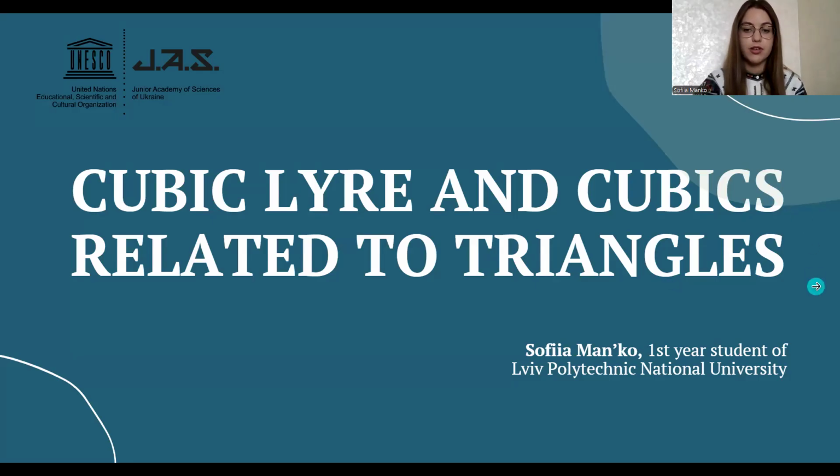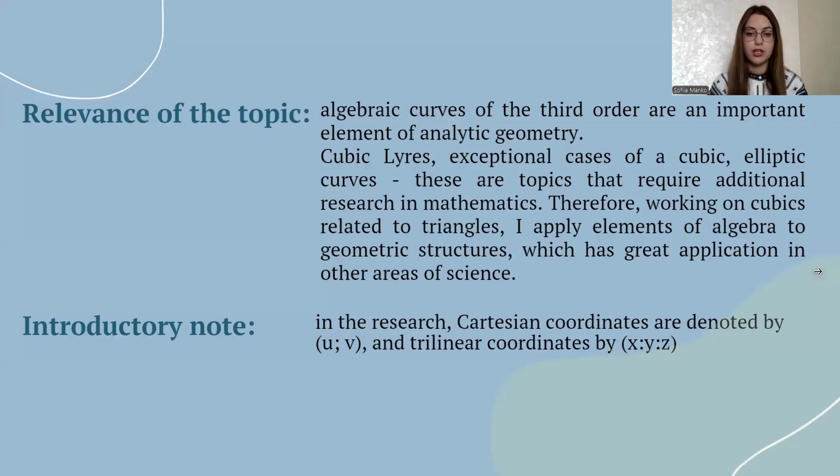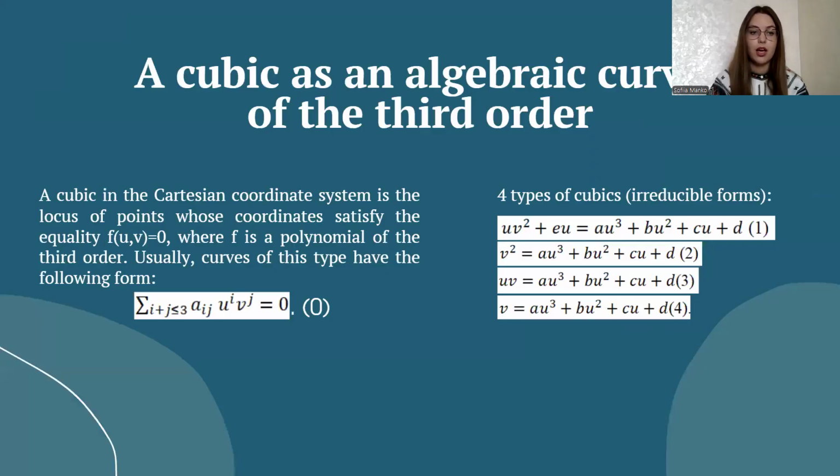First, I want to say that in my research, the Cartesian coordinates are denoted u and v, and triangular coordinates by x, y, and z. A cubic in the Cartesian coordinate system is a locus of points whose coordinates satisfy the equality f(u, v) = 0, whereas the function is a polynomial of the third order. Usually, curves of this type have the following form under formula 0.